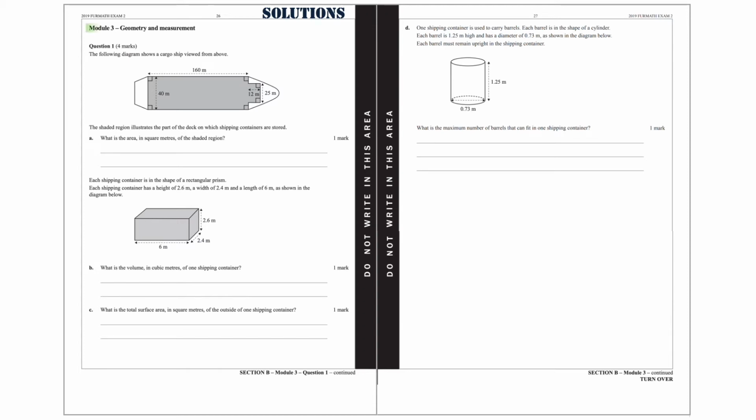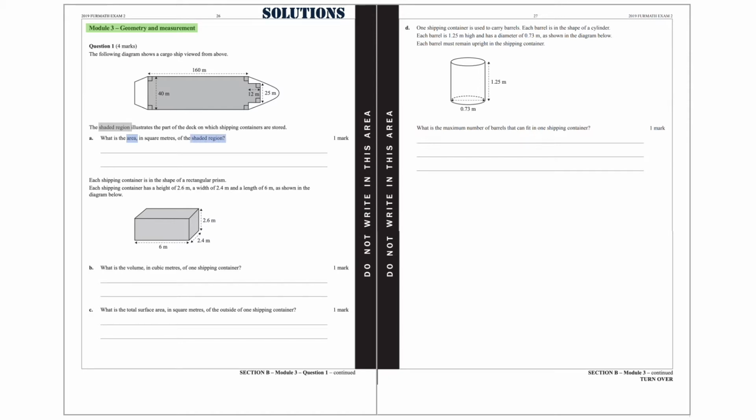Module 3 Geometry and Measurement. Question 1. The following diagram shows a cargo ship viewed from above. The shaded region illustrates the part of the deck on which shipping containers are stored. Part A. What is the area in square meters of the shaded region?